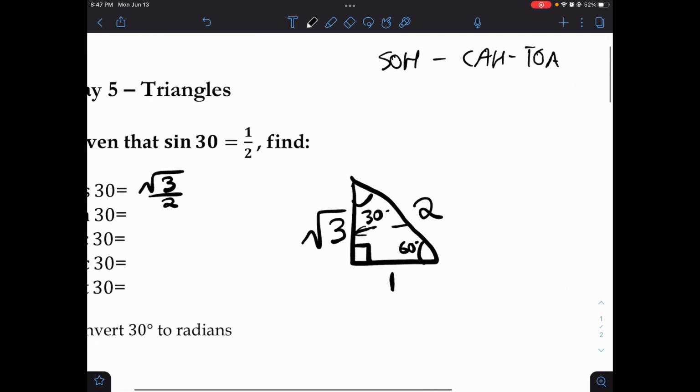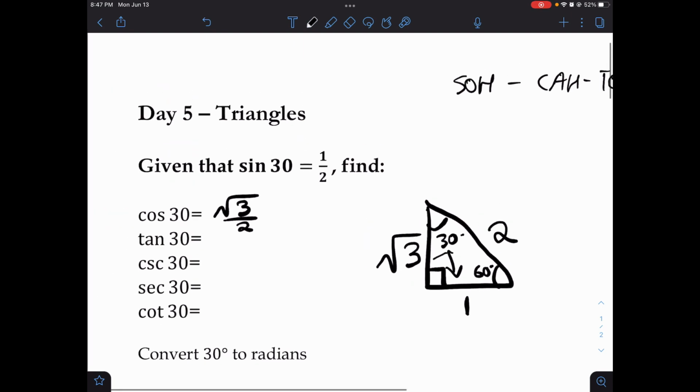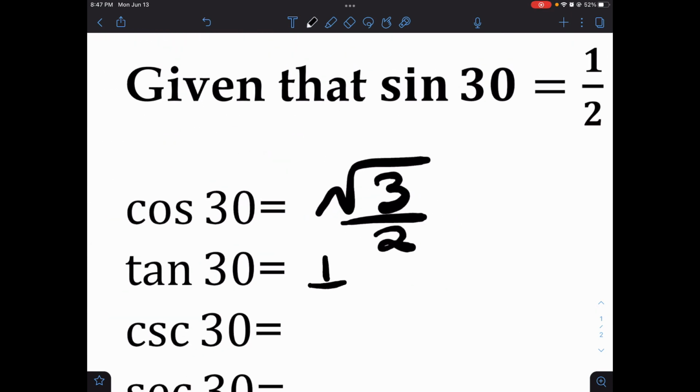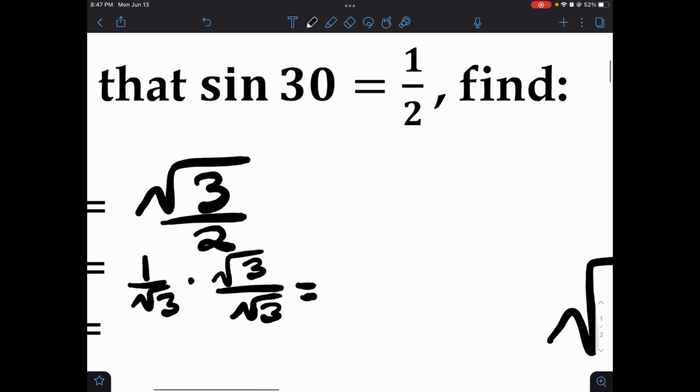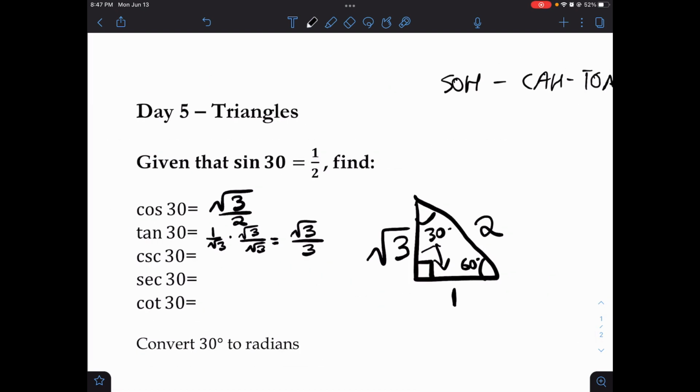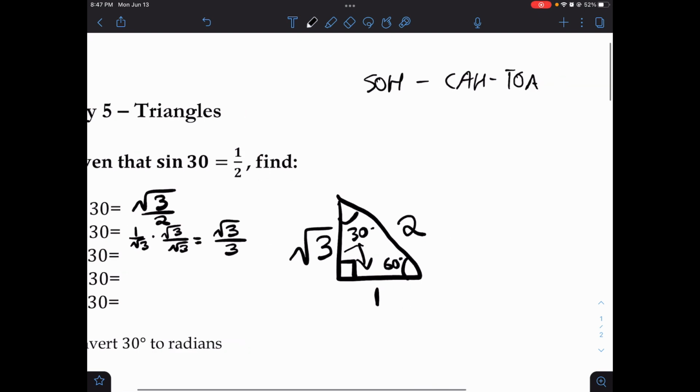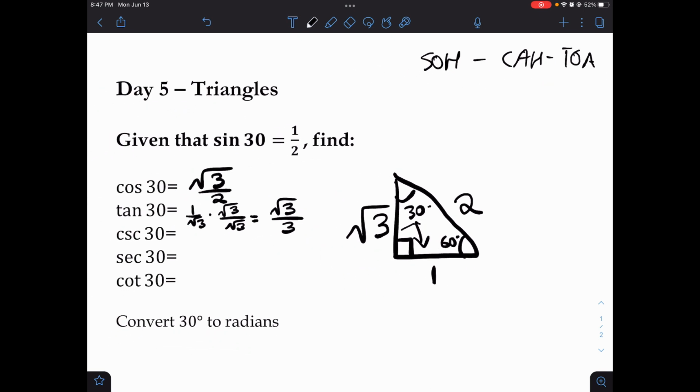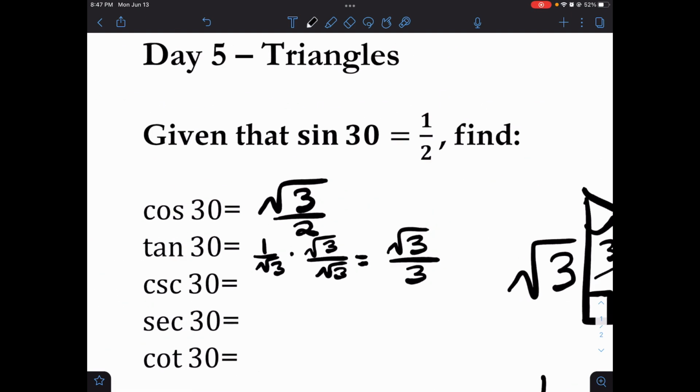Tan of 30 will be opposite over adjacent, which is 1 over root 3, but we can't leave it like that, so multiply by root 3 over root 3, which is equal to root 3 over 3. Now cosecant is the reciprocal of sine, so it's going to be 1 over sine. Since sine is 1/2, this is going to be 2.